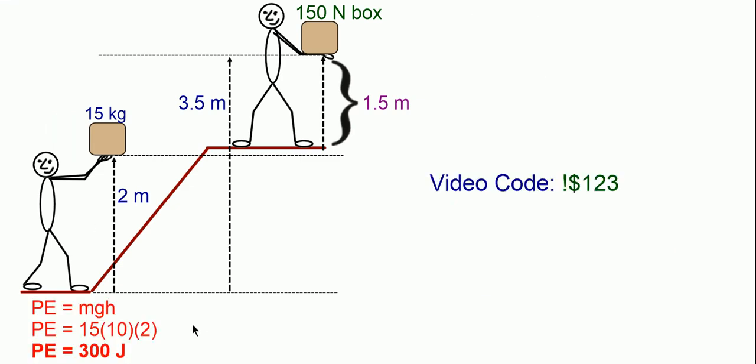First, in the beginning, it has height, and so the potential energy, which is mgh, is 15 times 10 times the height of 2. It starts out with 300 joules of potential energy. We're not starting from zero this time. Note your code. Here it is.